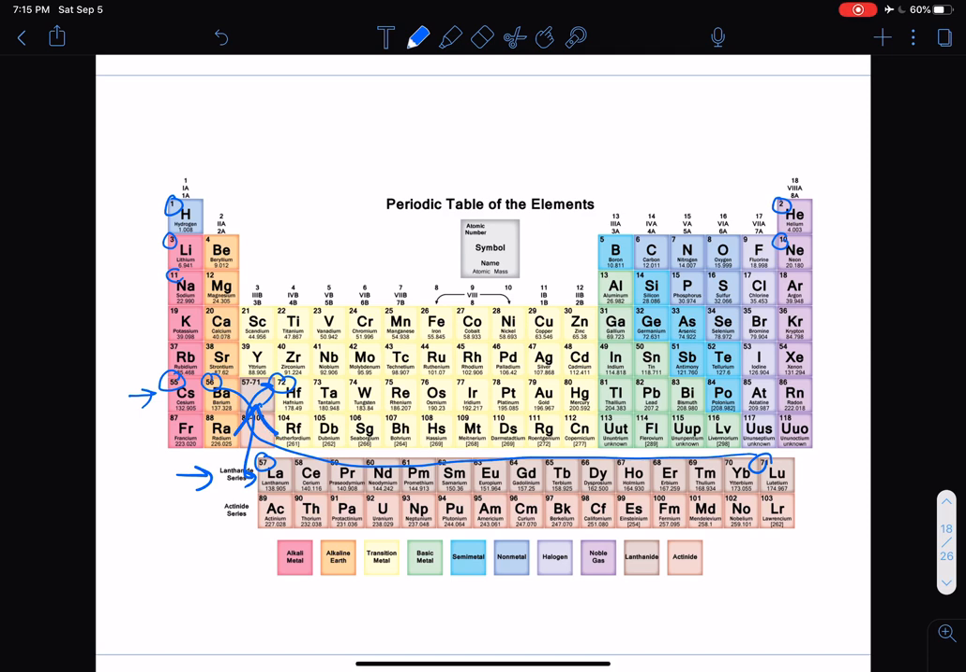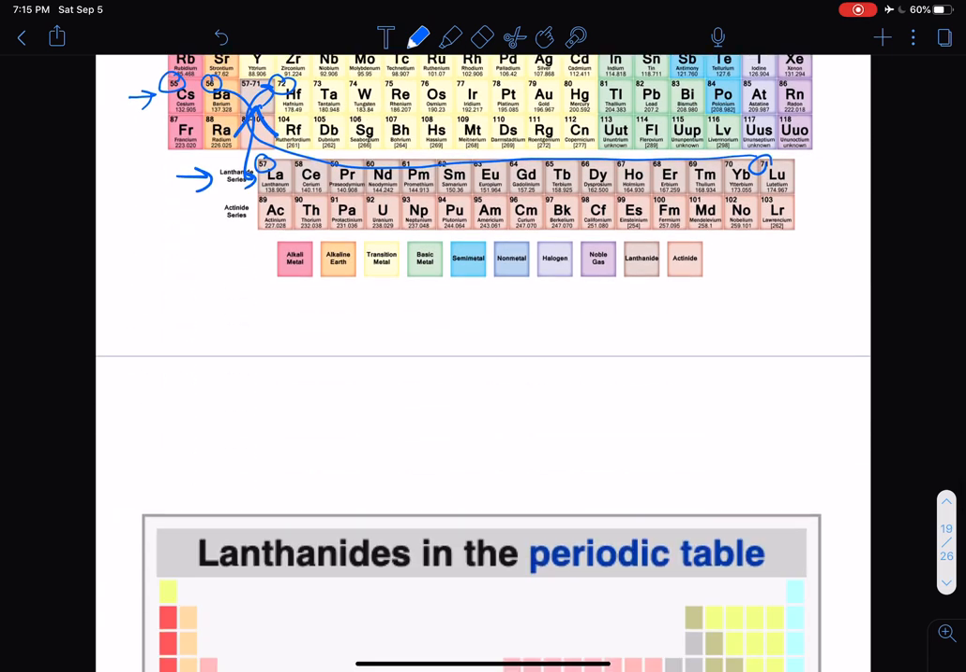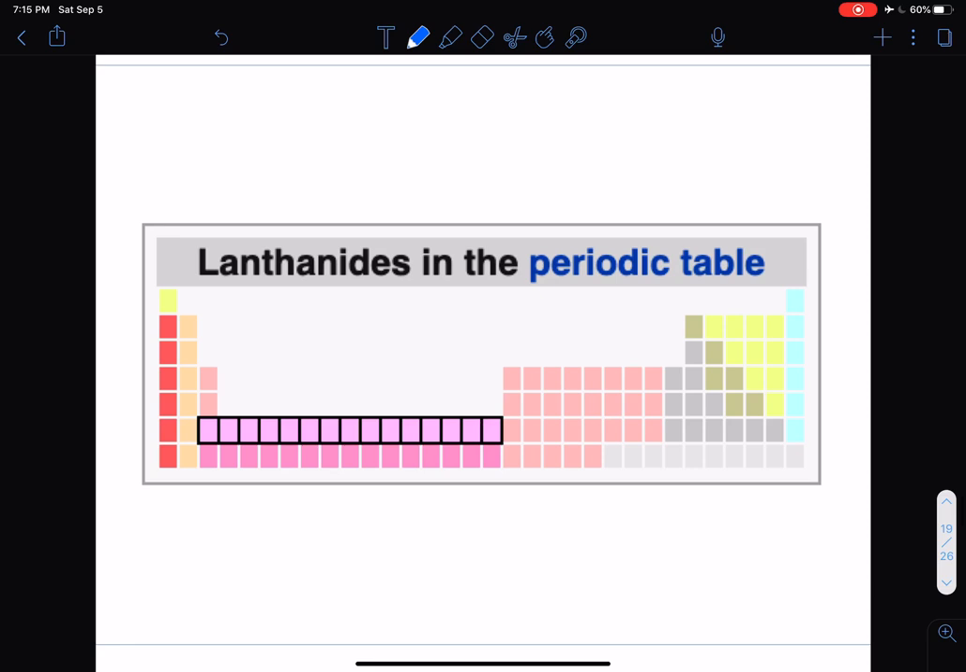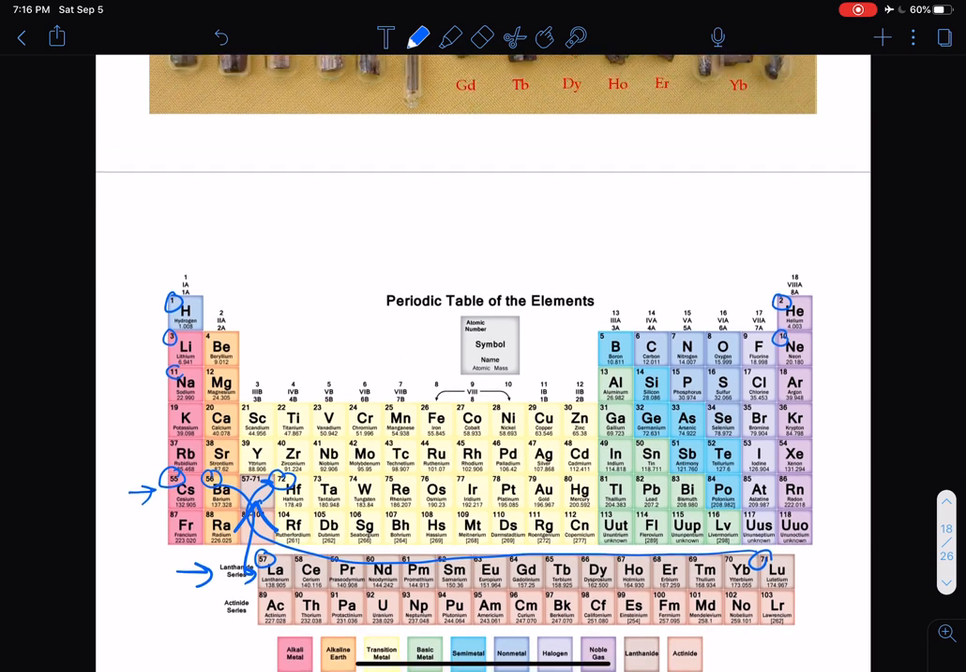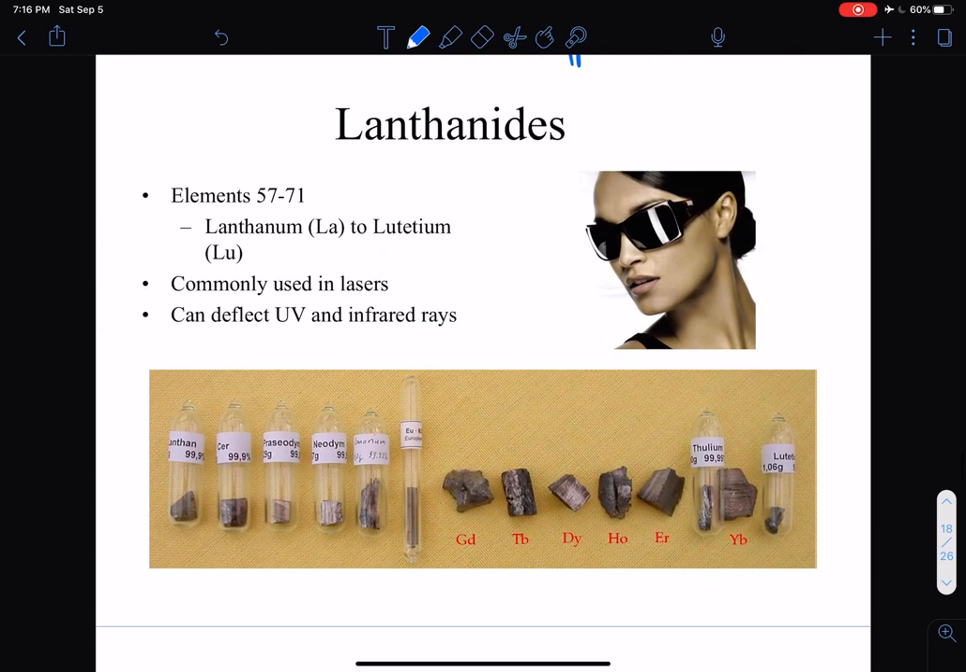So sometimes they're called the inner transition metals because they're squished in there. Now, why is it like that and not spread out? Well, that would take a lot of room on the periodic table if we swished our lanthanides in the center right there. So what we do is we take them out and we put them down here. Okay, so back to the lanthanides. These are elements 57 through 71, so lanthanum to lutetium.